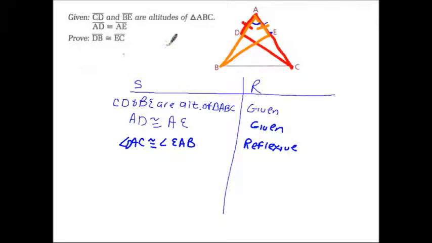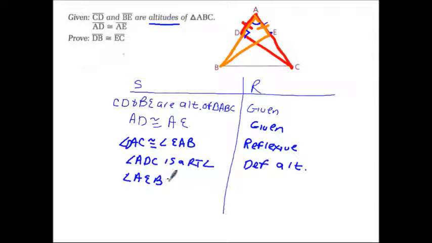Now, let's use that keyword, altitude. We got two different altitudes, so I'm going to have two different sets of right angles. I'm going to have angle ADC is a right angle, definition of an altitude. And I'm also going to have, draw that in, angle AEB is a right angle, definition of an altitude.